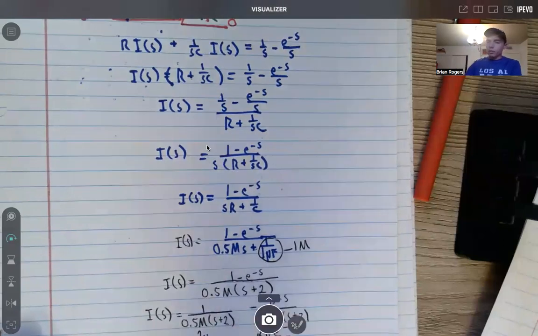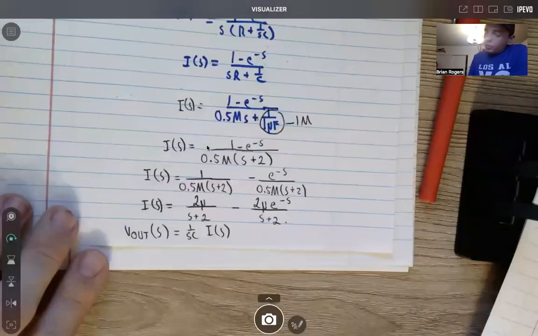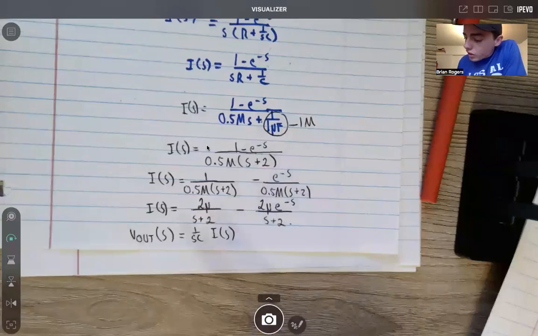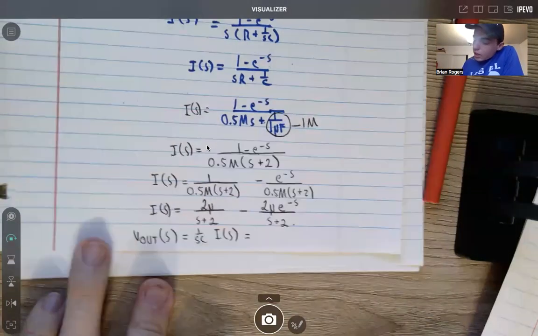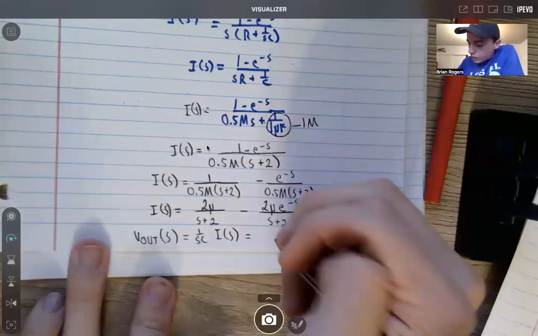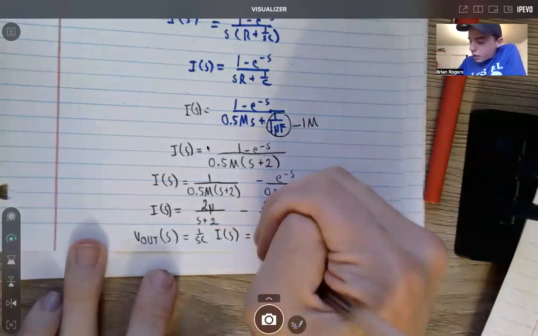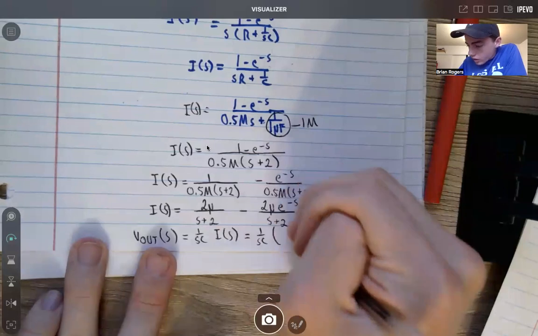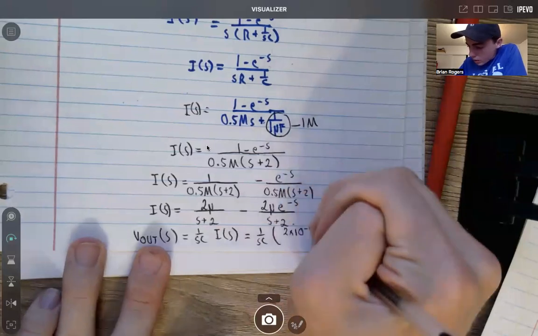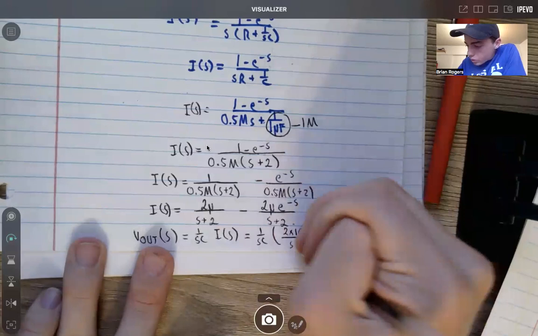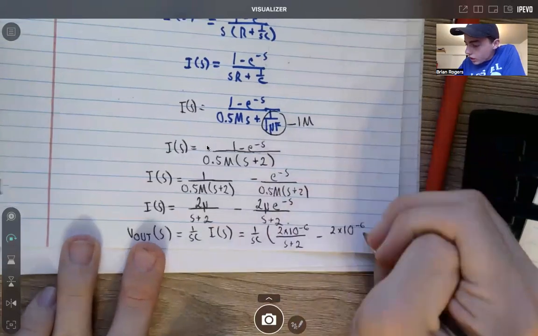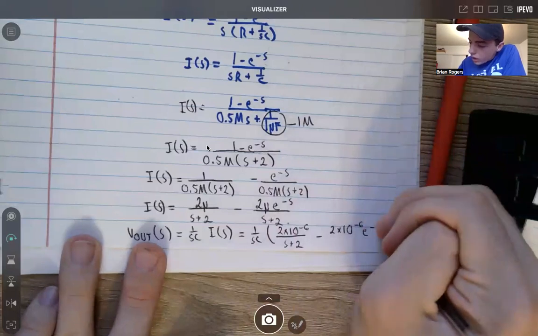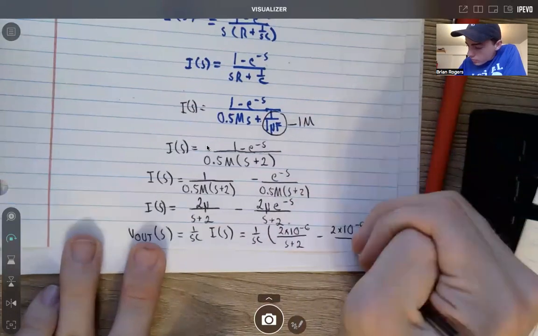Let me move my paper up real quick. Because we're working in the frequency domain, we can do this. If we have here what we were given, 1 over SC, multiplied by 2 times 10 to the negative 6 all over S plus 2, minus 2 times 10 to the negative 6, and then e to the negative S all over S plus 2.